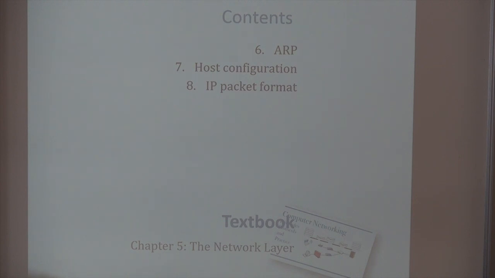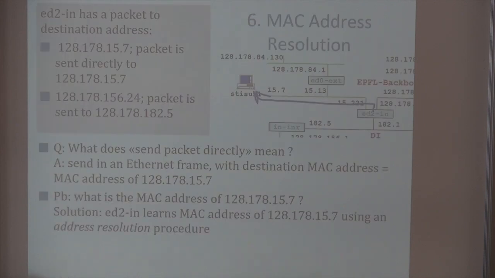IP layer, and we will see three topics: ARP, automatic configuration, and a few words about TTL in particular. ARP, or MAC Address Resolution, is one of the less understood things of IP, but it's very easy to understand if you remember the principle of IP.